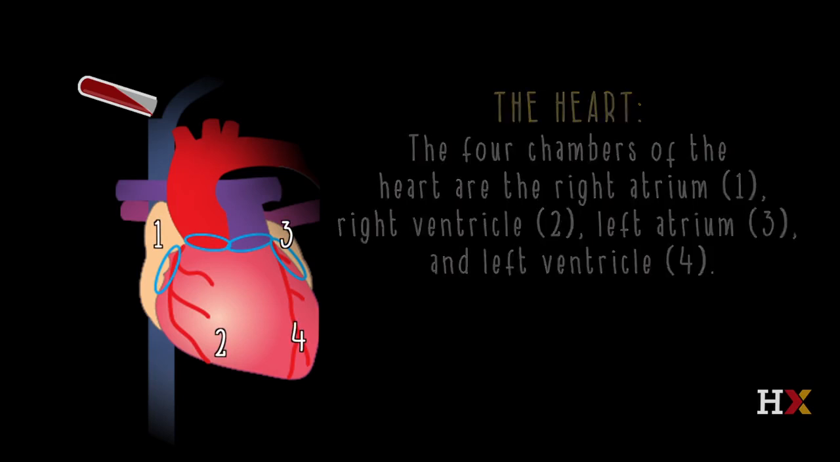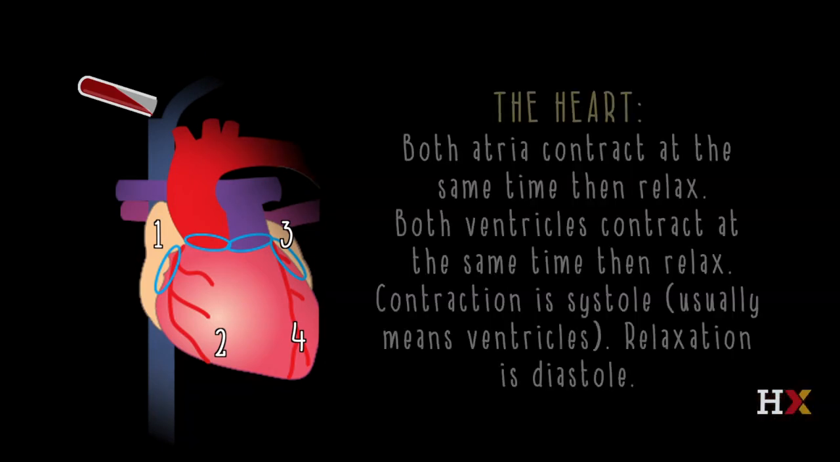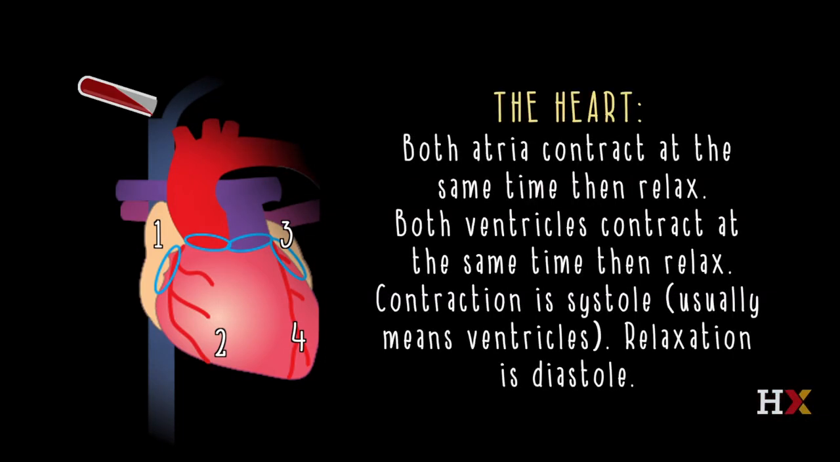So when we learn about the heart in elementary school, and we learn that there are four chambers, we somehow get the impression that they fire one at a time, like the cylinders, I guess, in an internal combustion engine. Actually, what happens is that the atria contract at the same time and then relax. The ventricles fill and then contract at the same time and then relax.